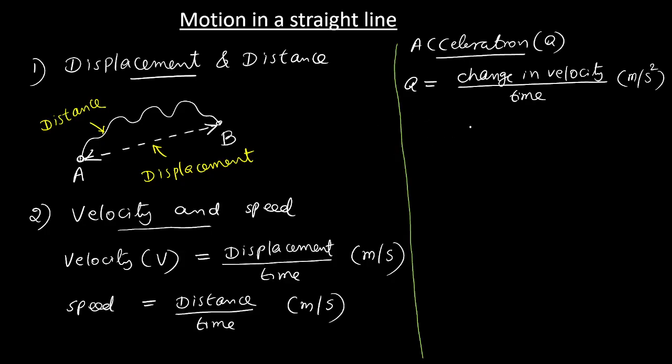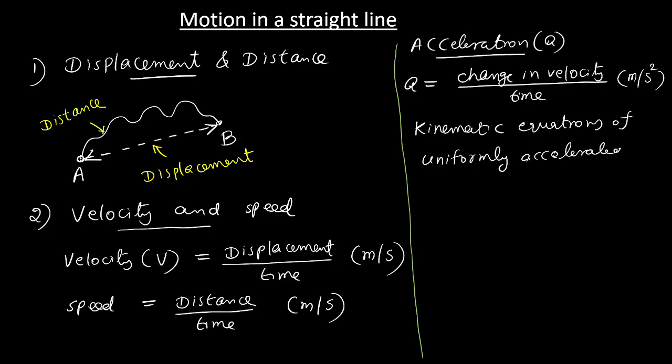Okay. The next is the important formula. Kinematic equations of uniformly accelerated motion. Uniformly accelerated means a body is moving with a fixed acceleration. There are plenty of examples. For a freely falling body, the body is moving with a fixed acceleration.